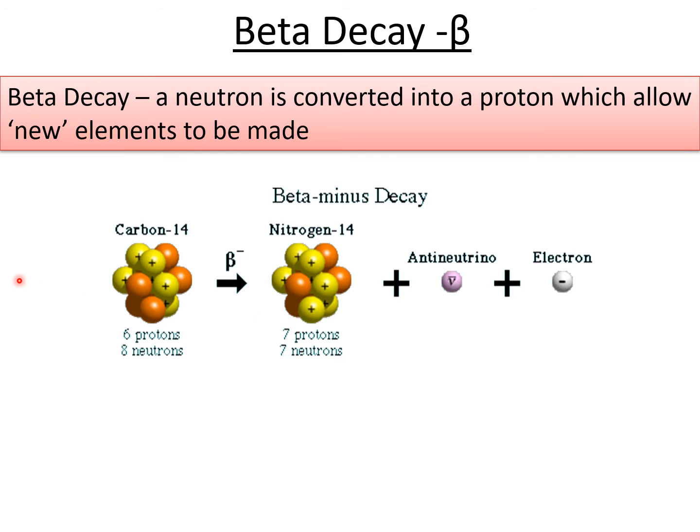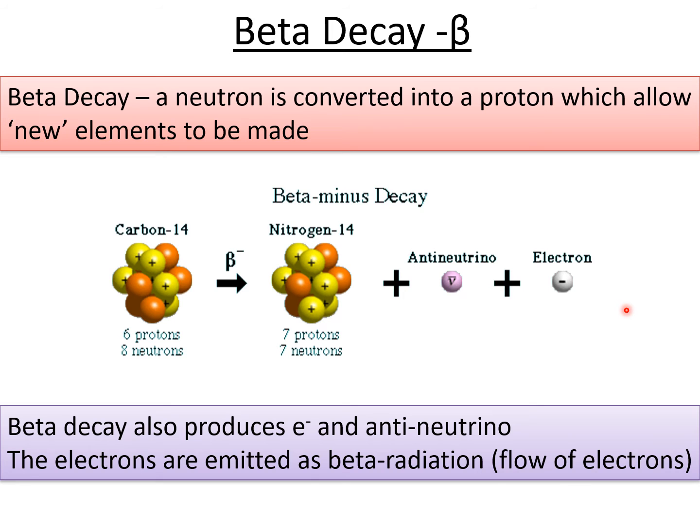Now, you don't need to know this equation off by heart, but you do need to know that beta decay produces certain products. So this is what I want to know. So if you could make a note of this slide here with the definition of beta decay and also the products of beta decay. So beta decay also produces electrons and antineutrinos, and the electrons are emitted as beta radiation, a flow of electrons. And this is why it's called beta decay, not a neutron decay, which you would think would make more sense.